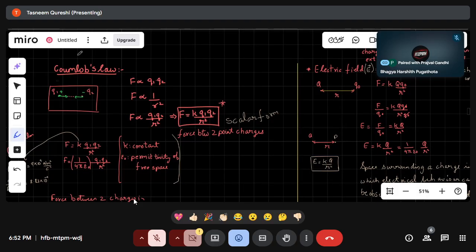Okay, let me just continue. So this is scalar form. What is vector form then?